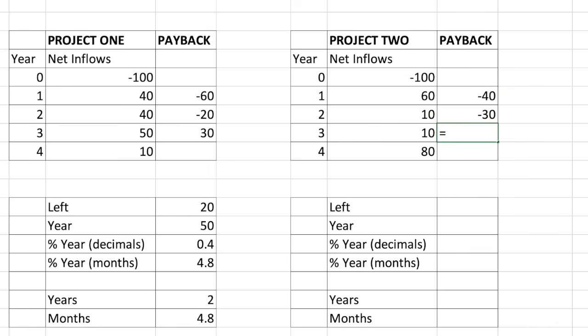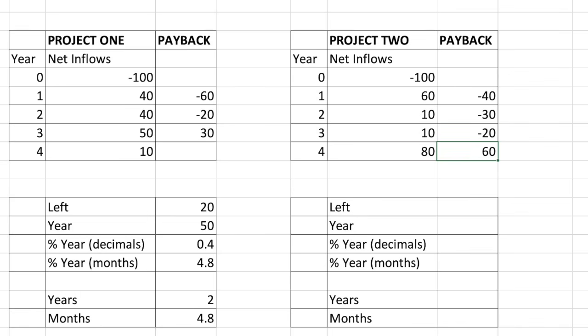We'll repeat the same thing again. So minus 30 plus 10 takes us to minus 20. So we got 20 to pay back, but it's a bonanza year because we're getting 80 in year 4. So we take the minus 20 that we had to pay back, and then we will add on the 80 we get in year 4, and that turns us positive. Fantastic.